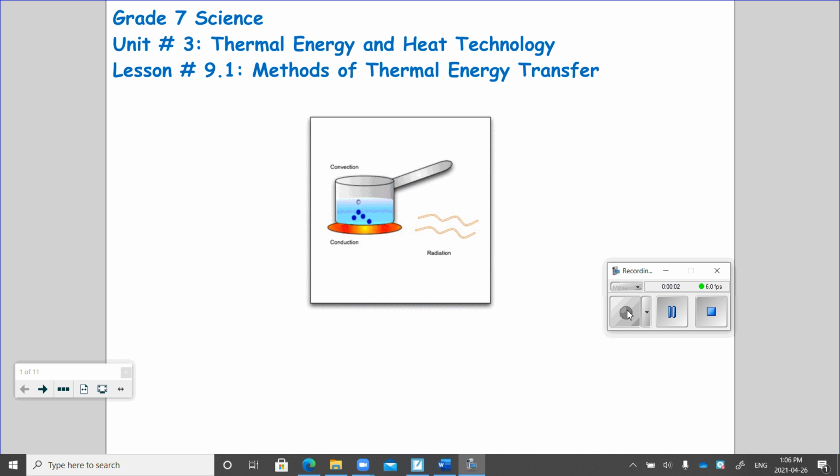Welcome back to Grade 7 Science, Unit number 3, Thermal Energy and Heat Technology. This is lesson number 9.1, Methods of Thermal Energy Transfer.